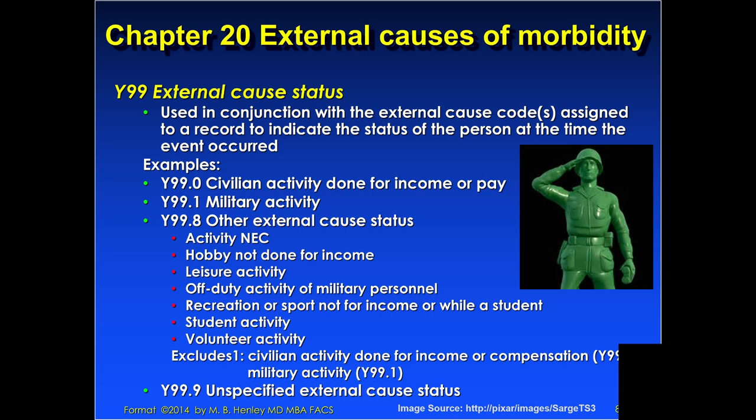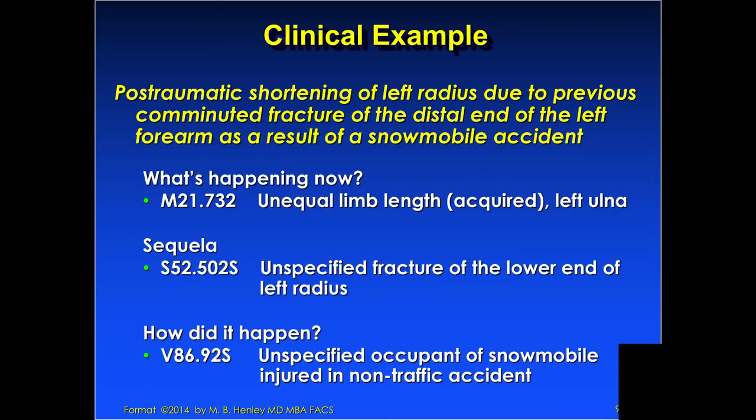And so a civilian activity done for income or pay, meaning on-the-job injury, Y99.0, someone's active duty military, or other external cause status, which generally includes leisure activity, recreational sports, student activity, volunteer activities, or unspecified. So let's look at a couple of clinical examples.